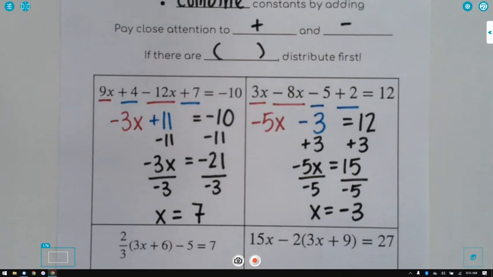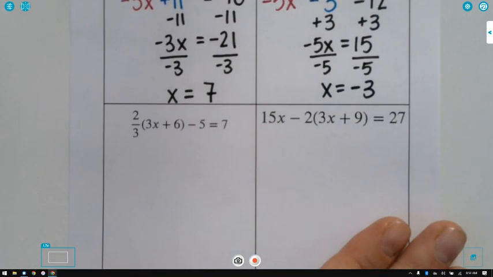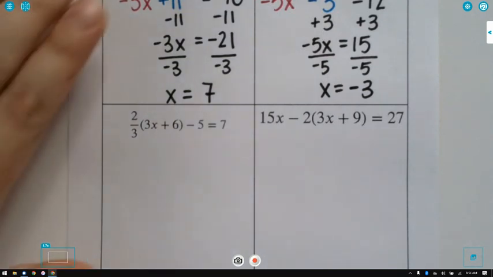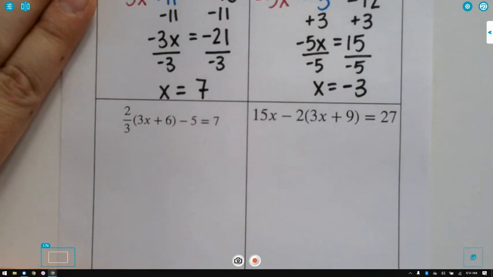Okay, we are going to move on to our next 2 problems, which is when we add in the distributing. So we have to distribute first, then combine like terms, then it's just a normal equation. So now we're making it to 4-step equations. These equations happen to have 4 steps. So our first step is to distribute. So 2/3 times 3x.